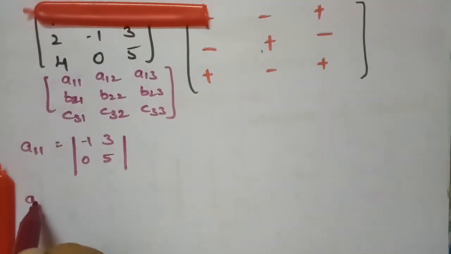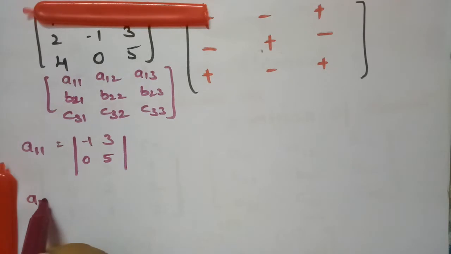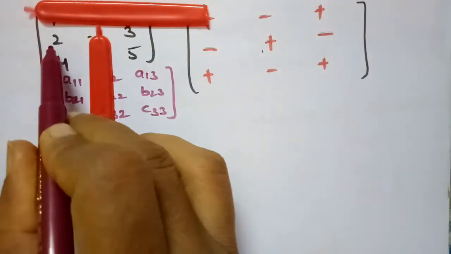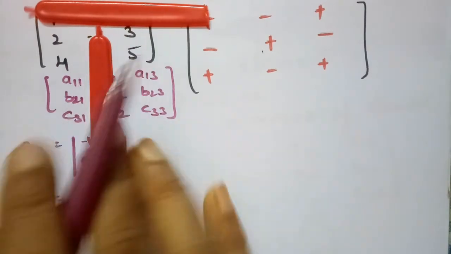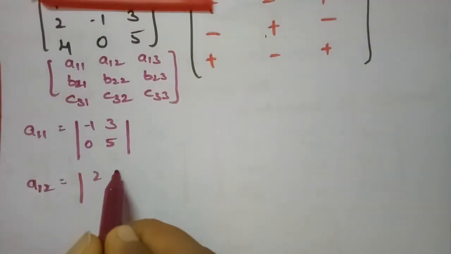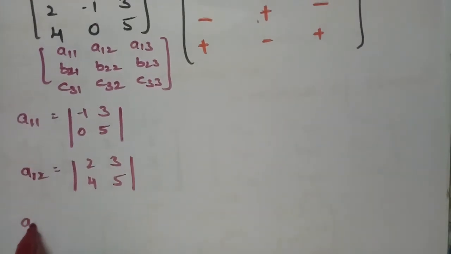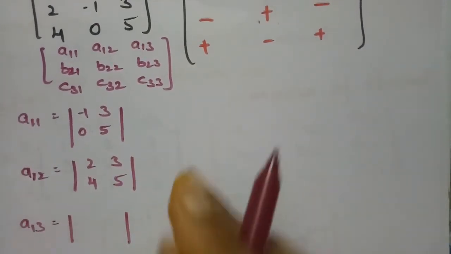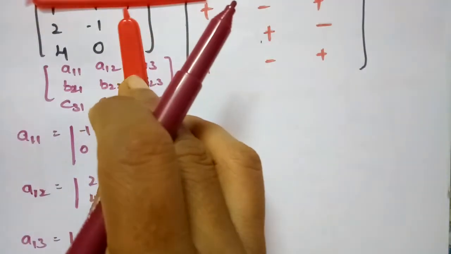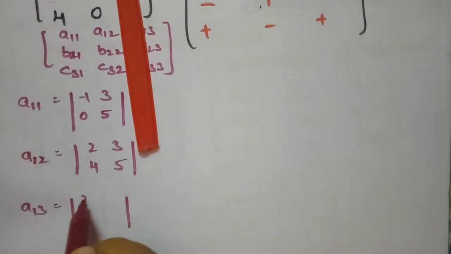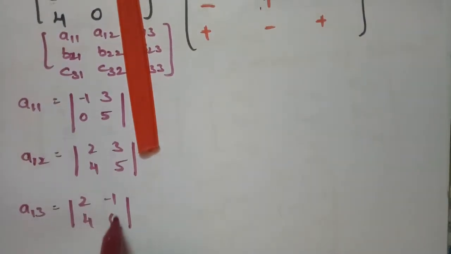After closing this row and column, what remains is -1, 3, 0, 5. The next one is the first row and second column. If I close this row and column, what remains is 2, 3, 4, 5. And the next one is A13. For A13, this is the position, so we close this row and column, and what remains is 2, -1, 4, 0.